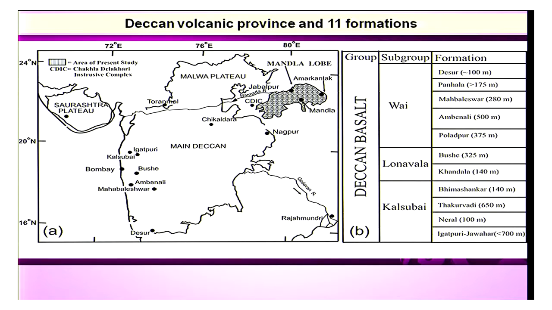The Wai subgroup comprises the Poladpur formation, Ambenali formation, Mahabaleshwar formation, Panhala formation and Desur formation. These are the formations and their respective thicknesses are also written against each formation. You may appreciate the Thakurwadi formation, how thick it is, 650 meters thick, almost more than half a kilometer thick. See how magnificent these rocks are in our country.